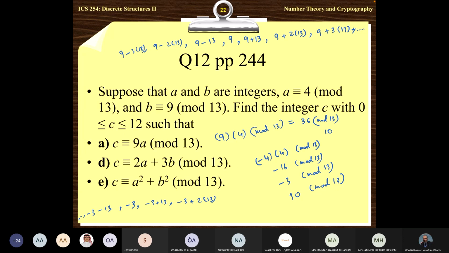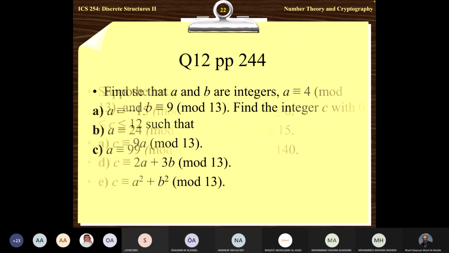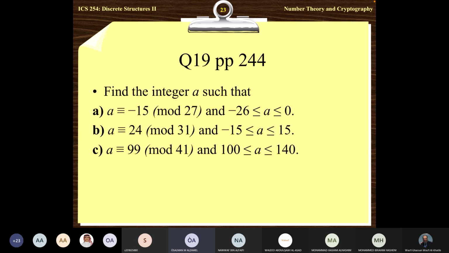So instead of calculating 36 and then trying to reduce it to reach 10, you can safely make the numbers smaller, deal with the smaller numbers, and you will get the result faster. Right? Excellent. Inshallah we will see that in part D and part E, and there is also another exercise that we will carry out next time.